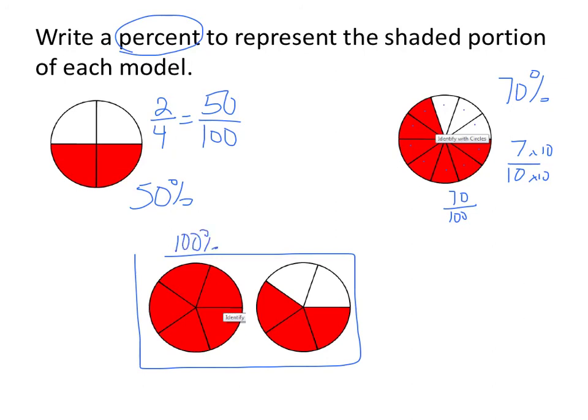On our last one, the one that's fully shaded represents 100% because it's a whole. Or, if you want to look at it as a fraction, it's 5 out of 5. Our next one we have 3 out of 5. Or, if we're looking out of 100, 5 times 20, 3 times 20 is 60, plus our extra 60%. So this model is actually 160%.